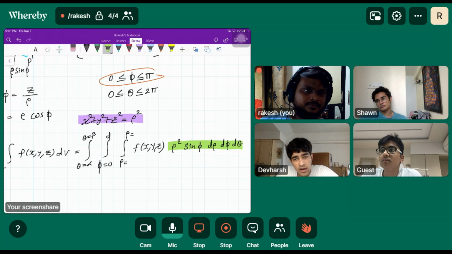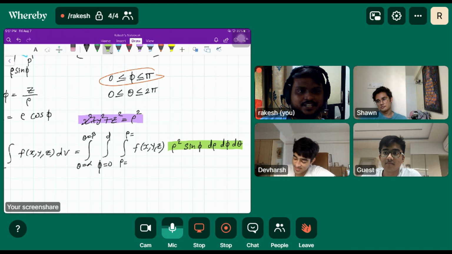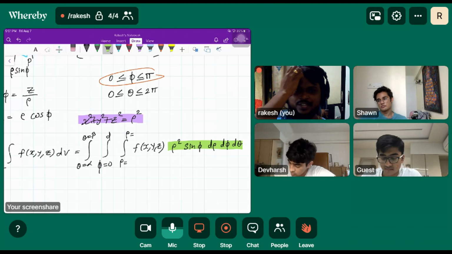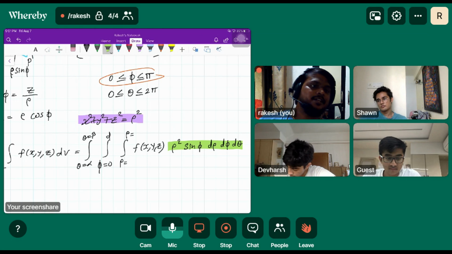What is that? Our favorite, an ice cream, delicious, right? Ice cream cone, yeah. So that ice cream cone has a cone as well as a sphere on top, right? So such a figure can be easily integrated by the spherical coordinate system.